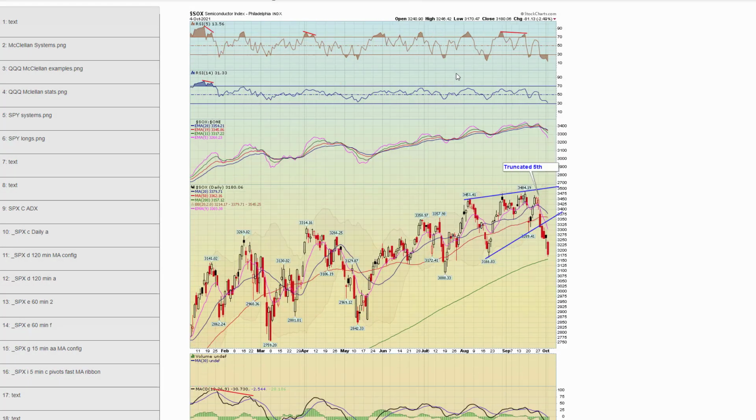Next. Chart 41, semiconductors had basically formed a truncated fifth wave here, selling off. Now this one's right almost at its 200-day moving average. So take note of that.